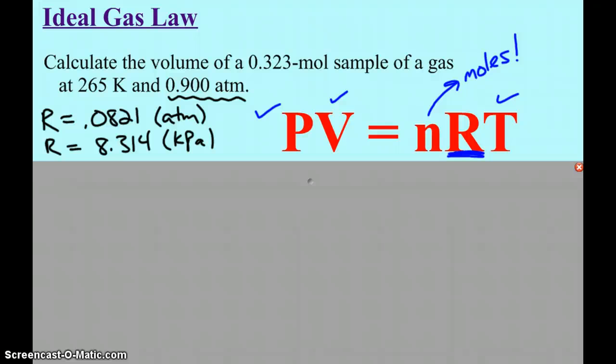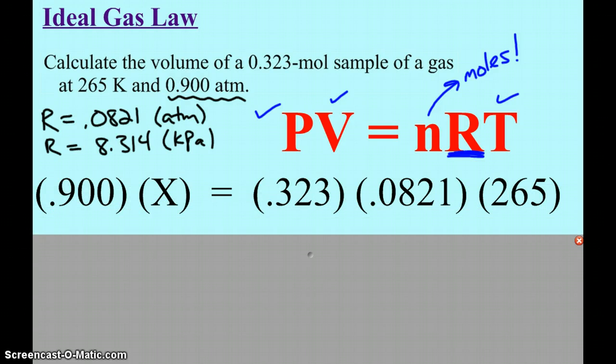So again, we've got a little plug and chug situation. Here's our sample saying calculate the volume of this gas at these situations. So I got to plug in my numbers. My pressure, 0.9 atmospheres. The volume is what I'm solving for, X. N is moles, 0.323. The R, again, since I'm in atmospheres, I use the 0.0821. And then temperature, be careful. This is already in Kelvin, so don't double convert it. So I just plug in the 265.